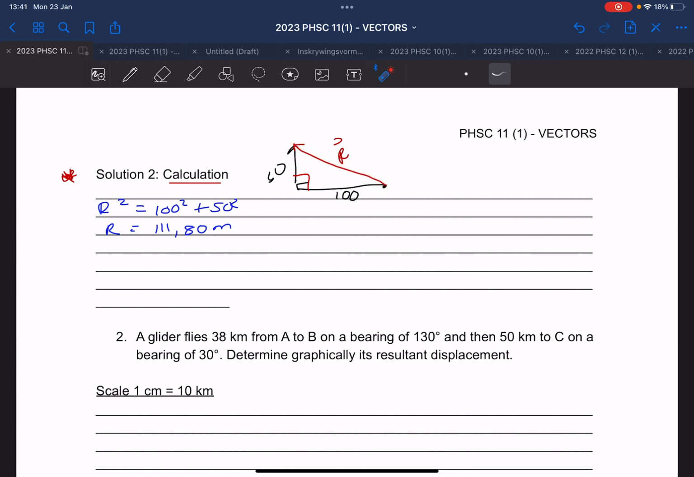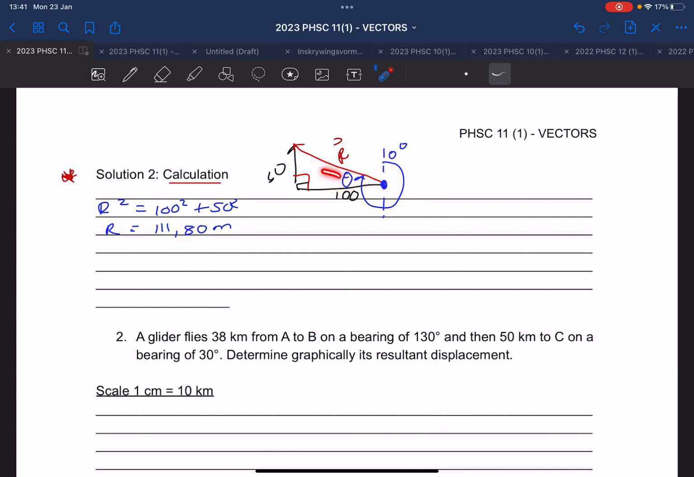Now we also need the direction because it's a vector. The direction you always take either from your 0 degree line, so all the way to there, or we can just take this angle and we can take it from the horizontal. I'm going to explain that in a moment. Okay, so let's quickly just get theta. Let's just get that angle there.